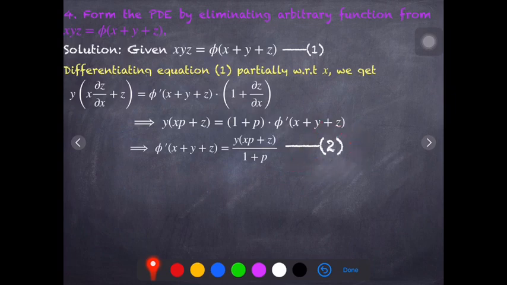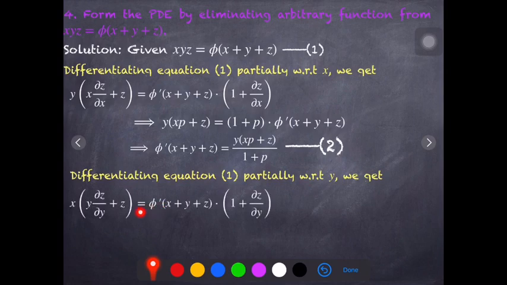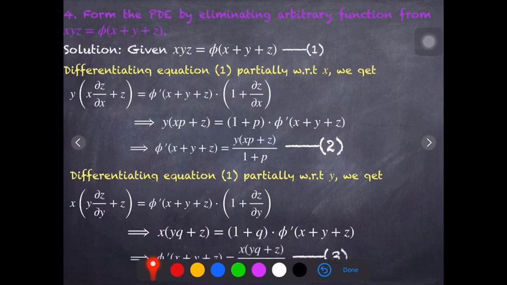Now similarly differentiate 1 partially with respect to y, keeping x as a constant. First term x as it is, differentiation of z is dou z by dou y, plus differentiation of y is 1 into z. Differentiation of phi is phi dash, into differentiation of x which is 0, plus differentiation of y which is 1, plus differentiation of z which is dou z by dou y. Use the standard notation dou z by dou y as q and simplify the expression for phi dash and call that as equation number 3.